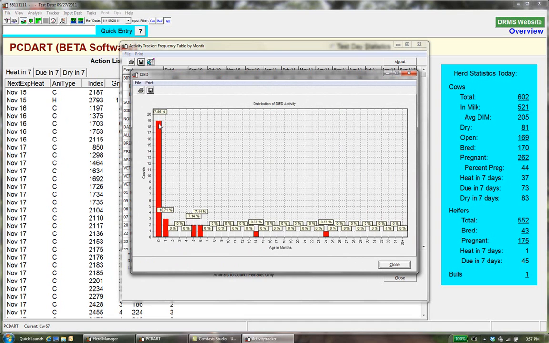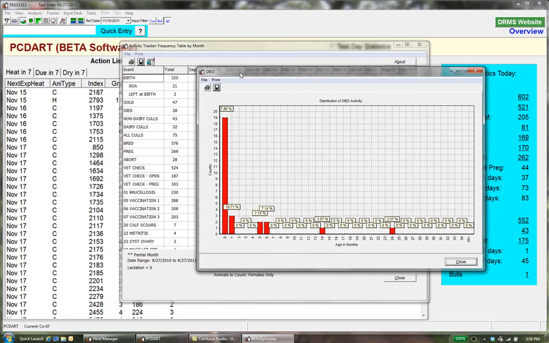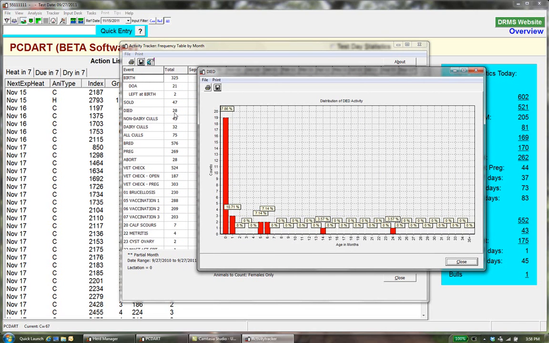So you can see that most of these animals were less than 1 month of age when they died. 19 of that group of, I think it was 28. 19 of the 28 were less than 1 month of age when they died, and then it had some sporadic ones outside of that.